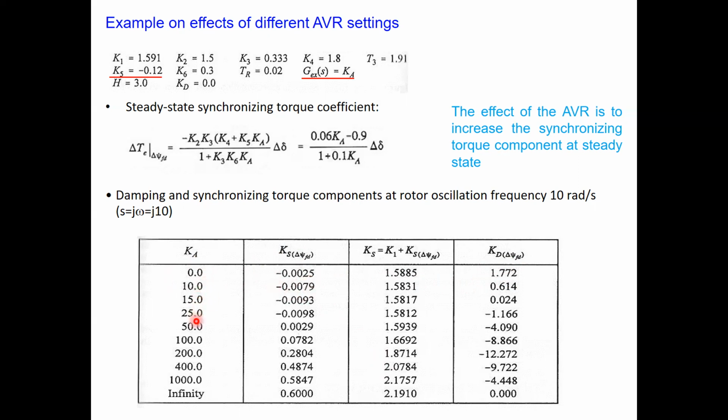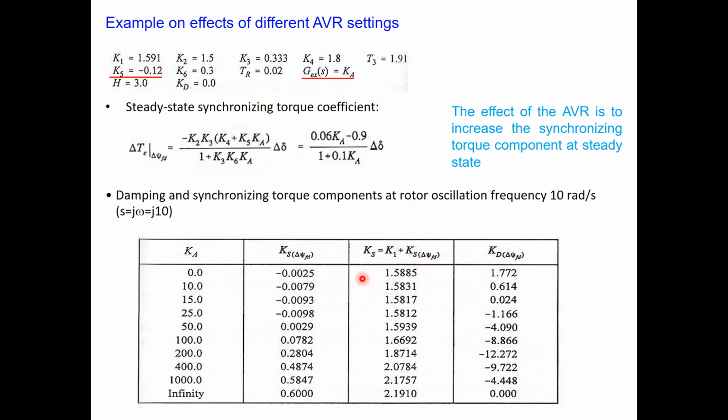So if you have these sets of the gain, then it has a negative synchronizing torque component or coefficient basically. And if you have higher gain, then the damping torque component becomes negative here. But if you have Ks equal to this quantity, then for all the range of the gain, we have this one. But that means you need to have this quantity to be more. Because if I say K1, just see, the K1 you have considered is 1.591 here. Am I right?